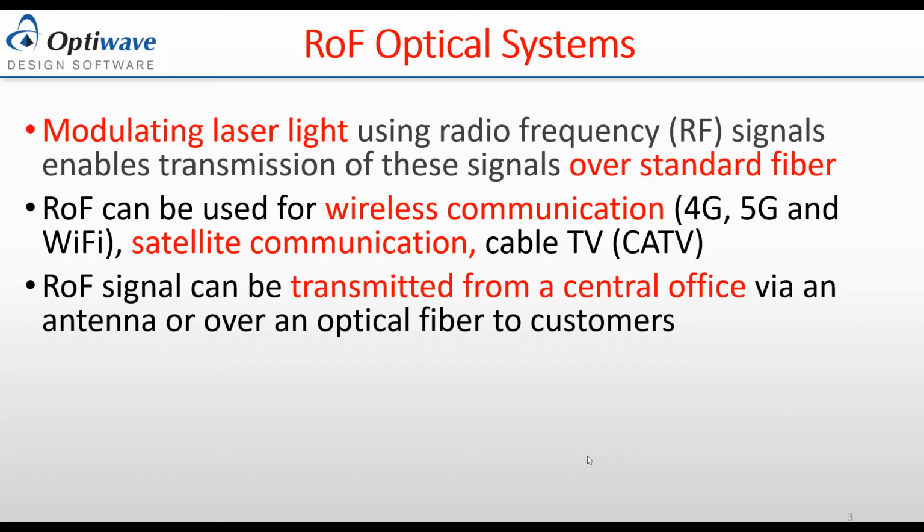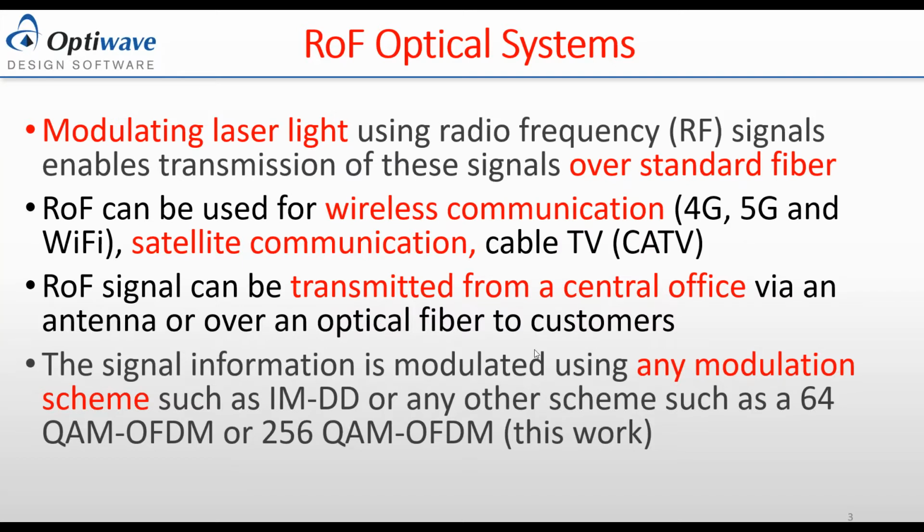Again, the signal would be transmitted from a source central office to the destination, through a fiber or through a space where an antenna is going to be used to transmit the signal after detection and conversion into the electrical domain.